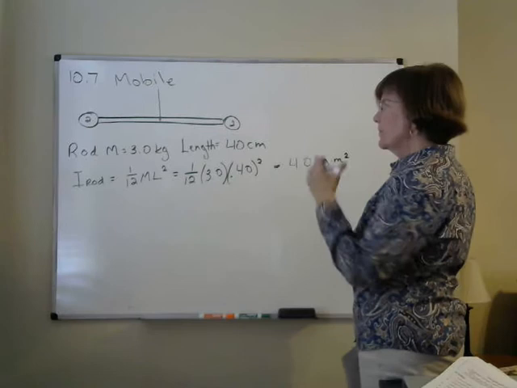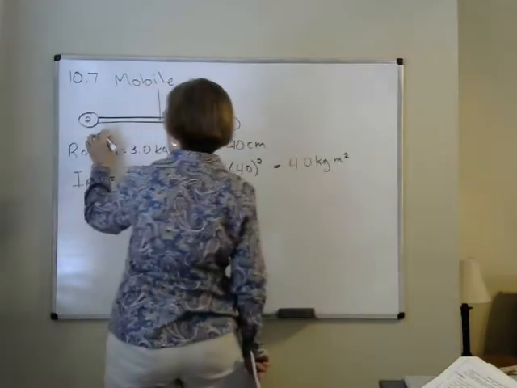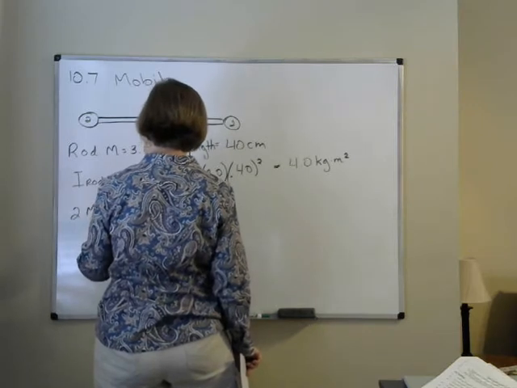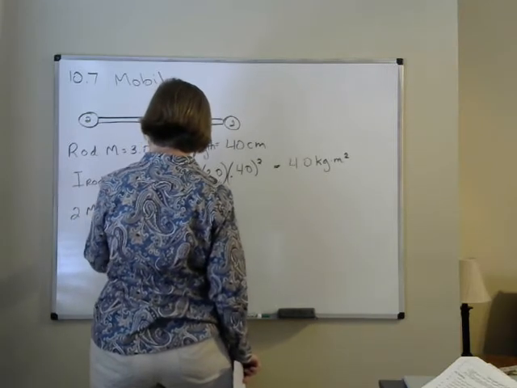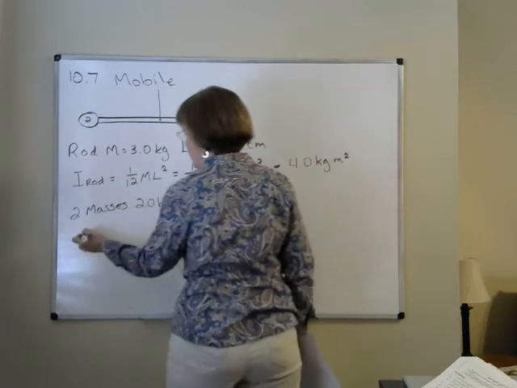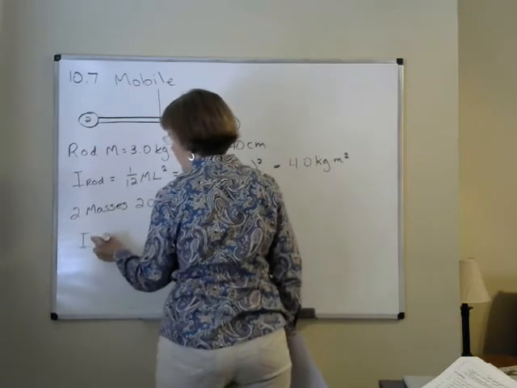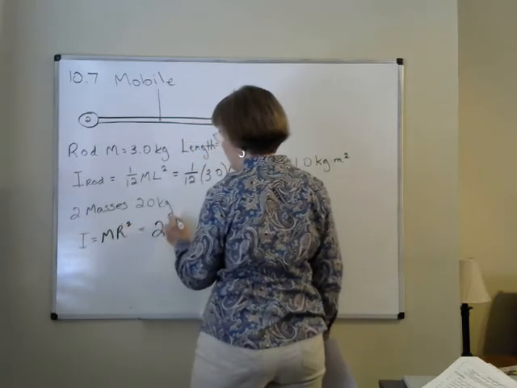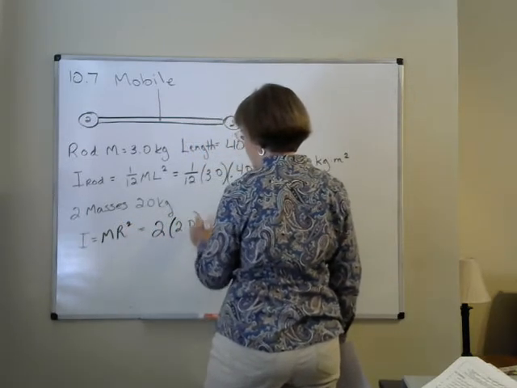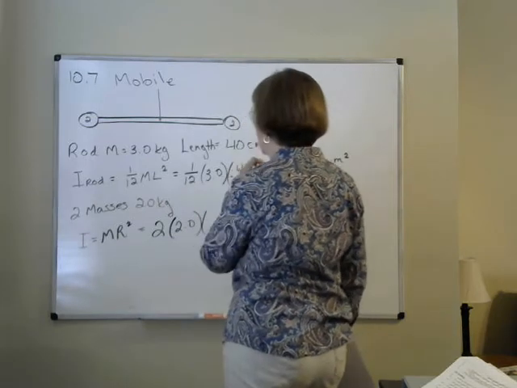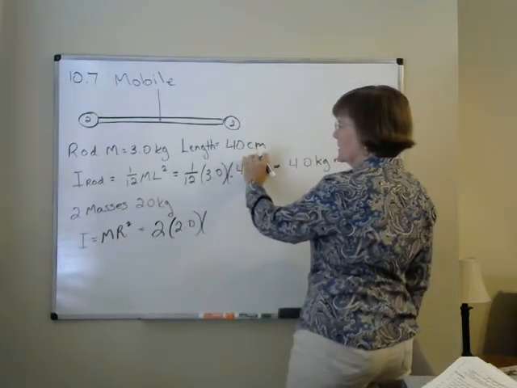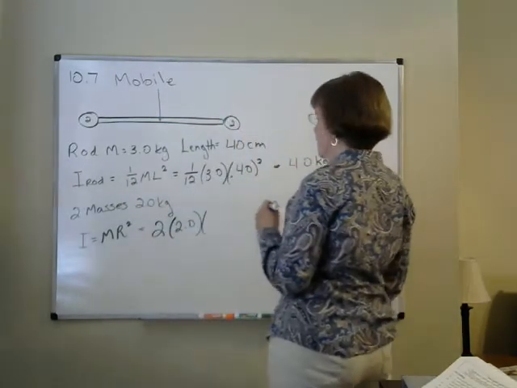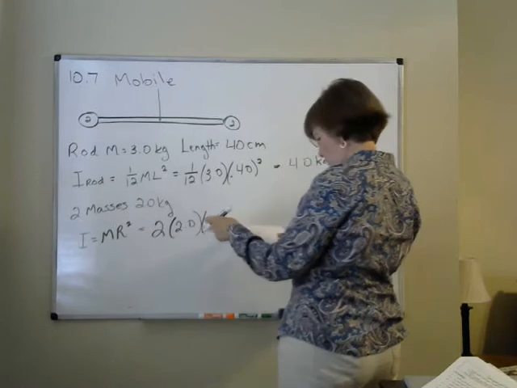For the two masses on the ends, these were 2 kilogram masses. We just use the fact that I is equal to mr squared. And of course we have 2 of them, so we multiply that by 2. The length was 40 centimeters. So the distance here for this r, which is from the center of rotation, would be 20 centimeters or 0.20.